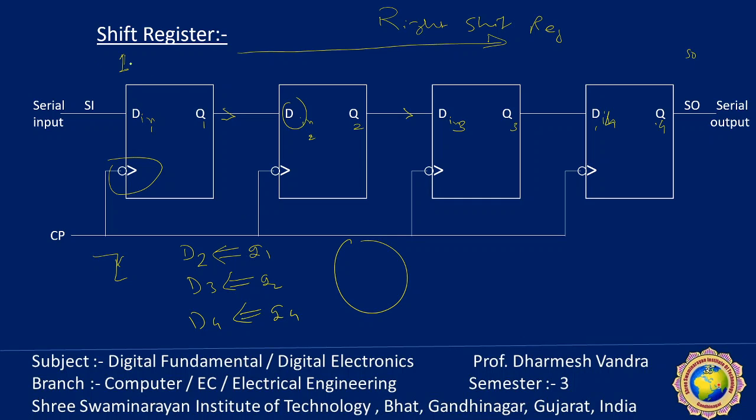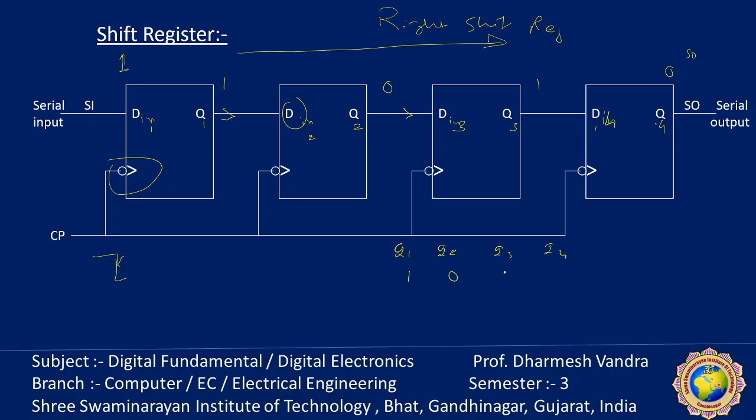So whatever the information, suppose at the initial stage the value is 1, 0, 1, 0 for Q1, Q2, Q3, Q4, and the serial input is 0. Now, on the negative edge, this serial input will transfer here: 0, 1, 0, 1 and serial output is 0. So this is my output at the serial side.